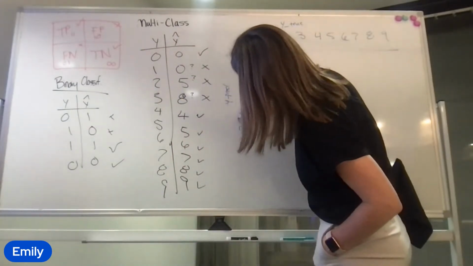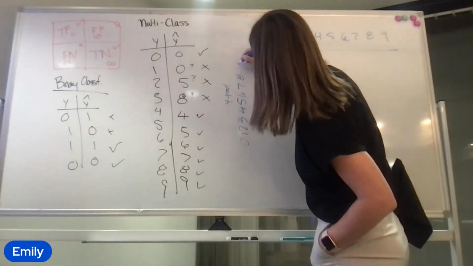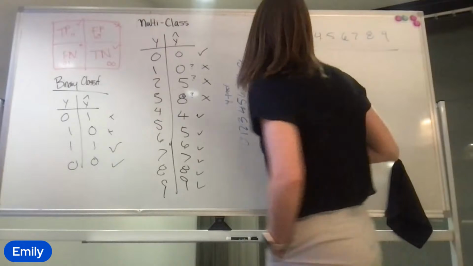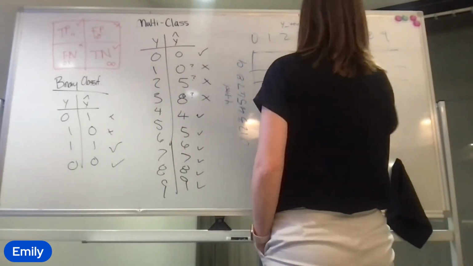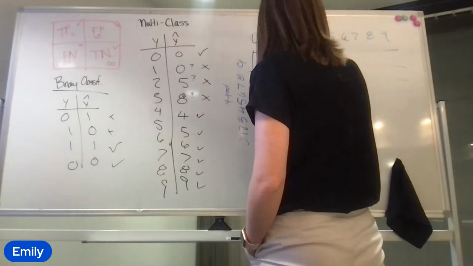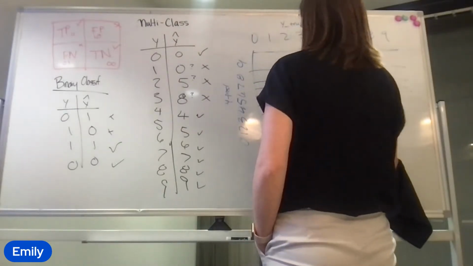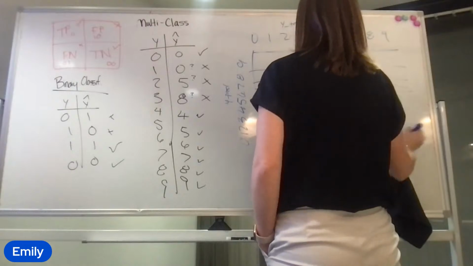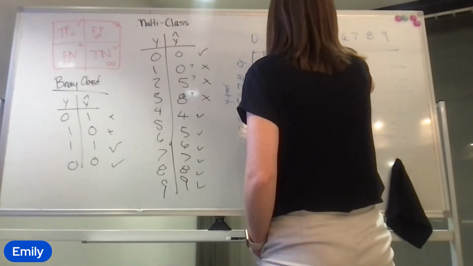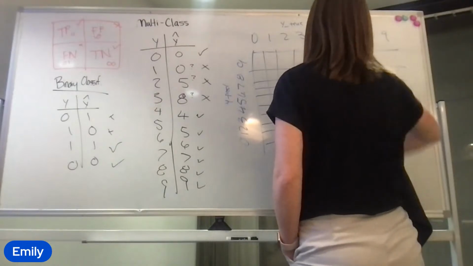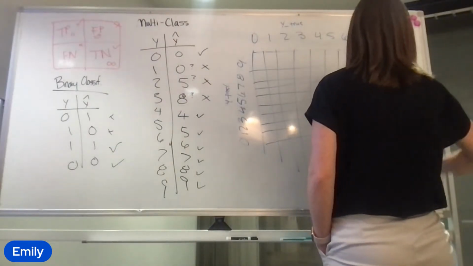0, 1, 2, 3, 4, 5, 6, 7, 8, 9. All right. 1, 2, 3. I might have missed a line in there. 4, 5, 6, 7, 8, 9. 1, 2, 3, 4, 5, 6, 7, 8, 9.